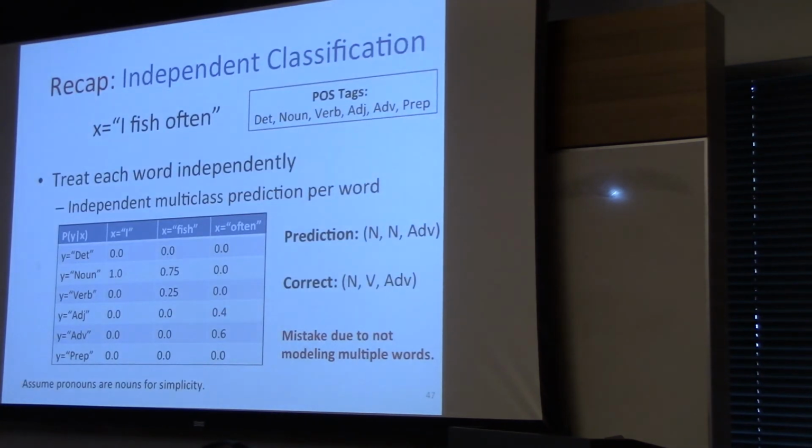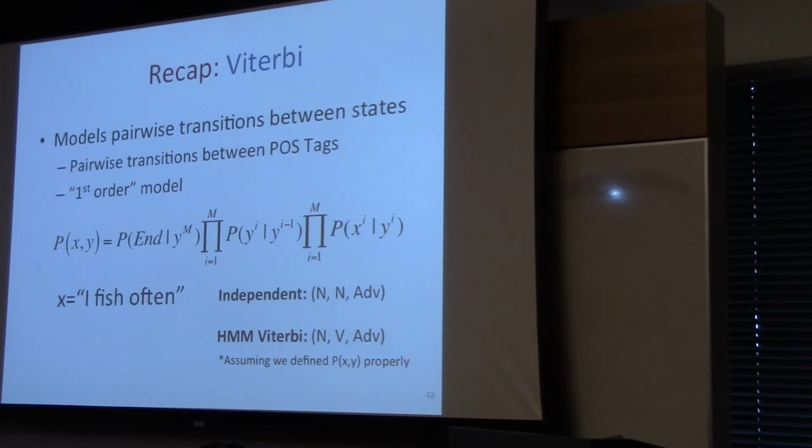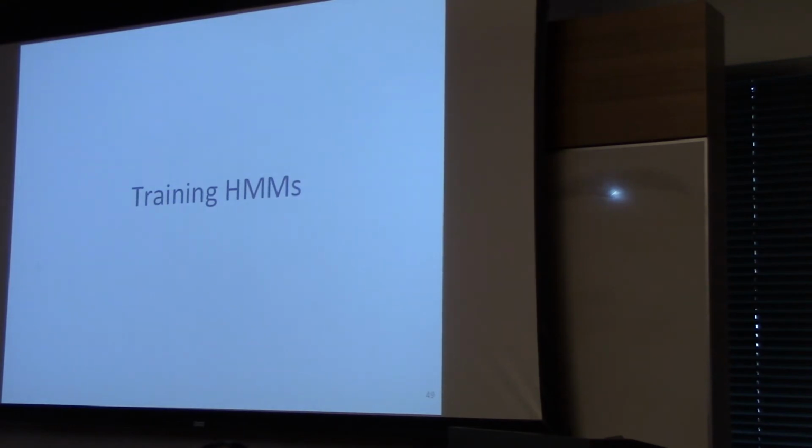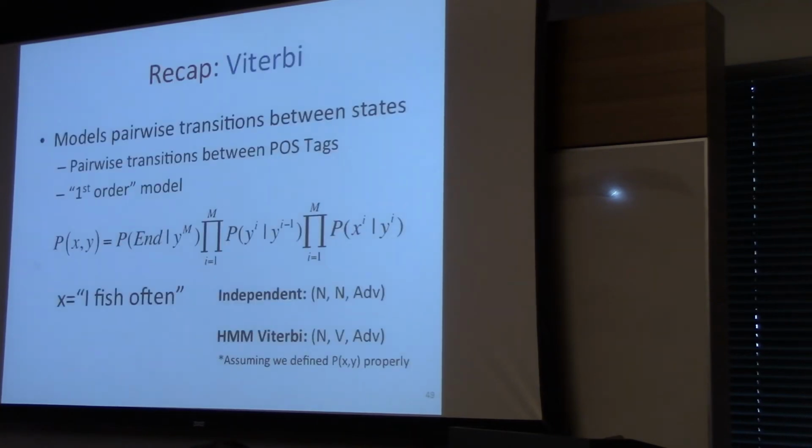Okay, so just to recap, independent classification treats every word completely independently, and you make mistakes due to not modeling context. HMMs deal with this, and how you can do efficient prediction using an HMM is via the Viterbi algorithm. Okay, in the final 30 minutes or so, I'm going to talk about training HMMs, unless there are any questions on Viterbi.